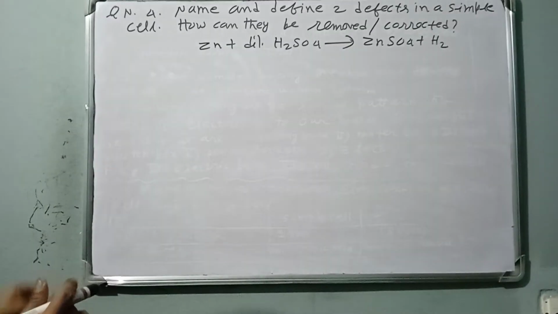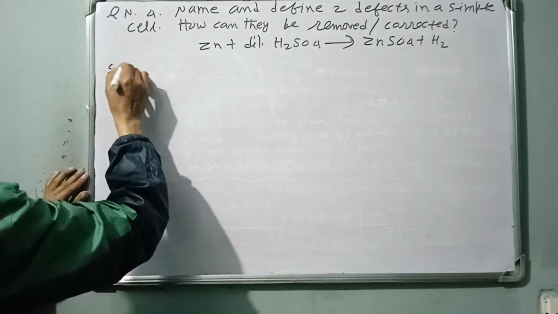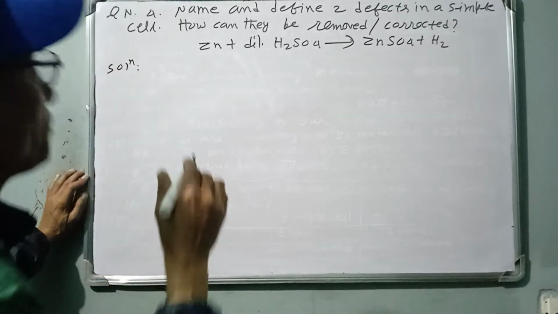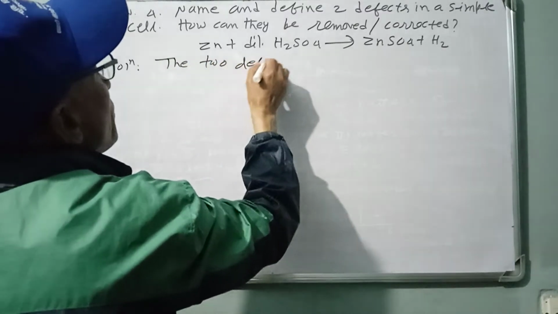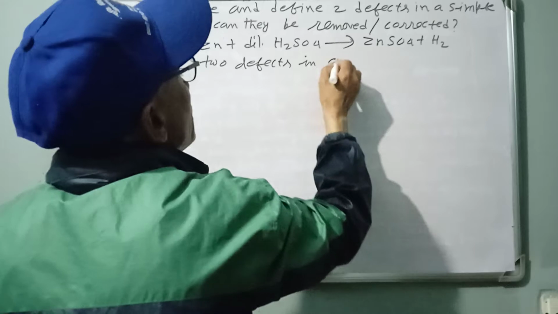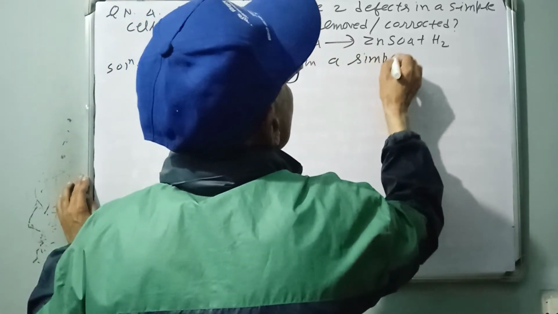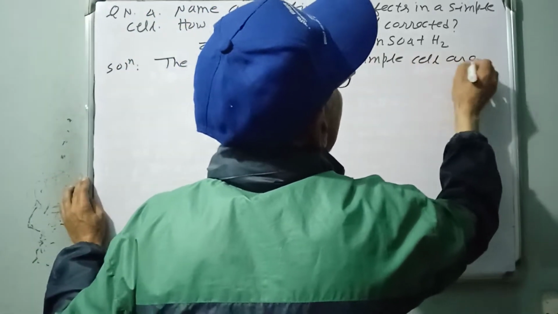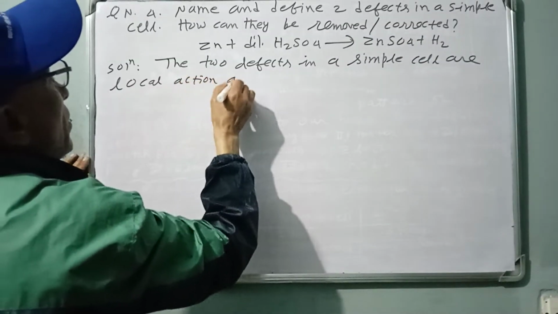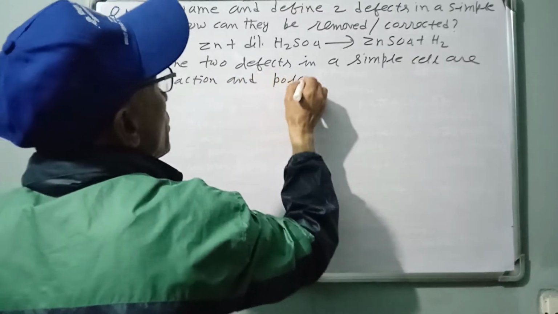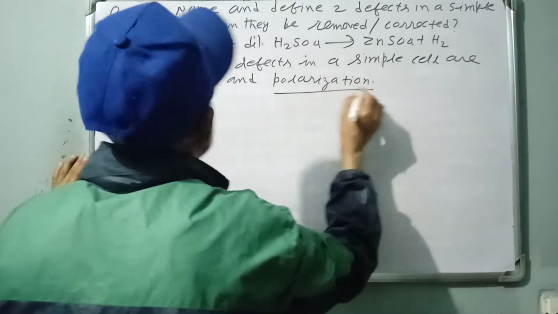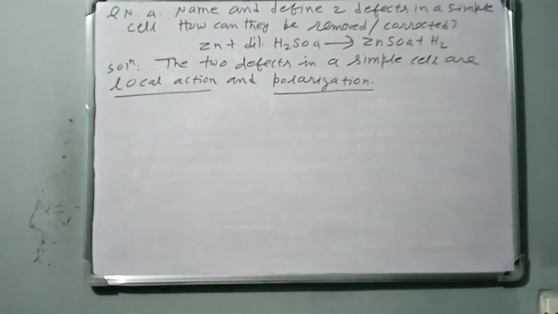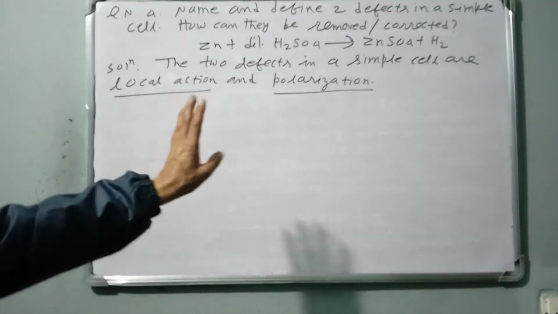There are two defects in a simple cell. The solution is, first of all, you have to define also. The two defects in a simple cell are local action and polarization. I just underlined it. Local action and polarization are the two defects in a simple cell.